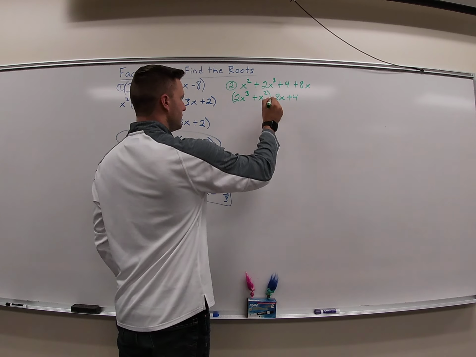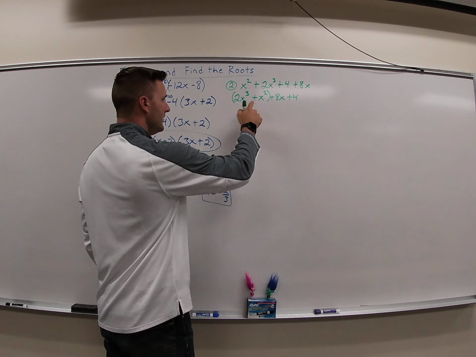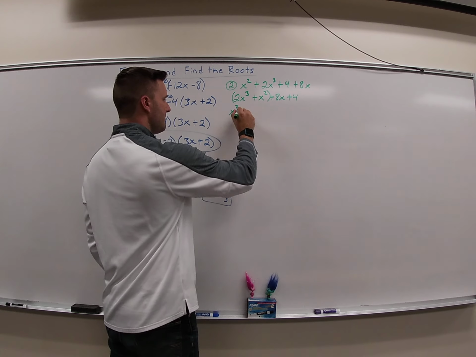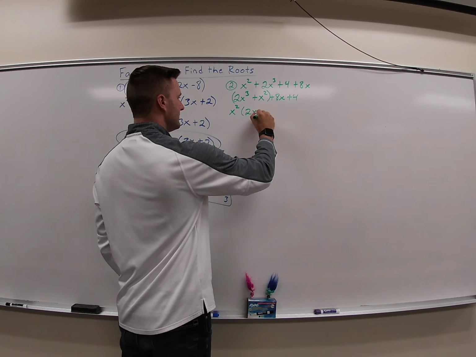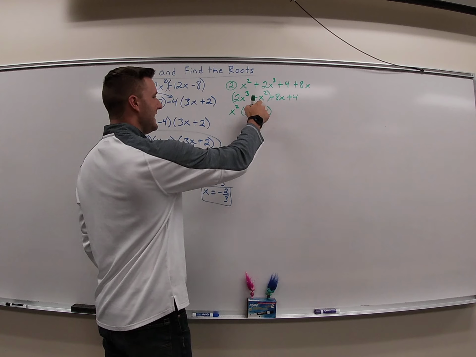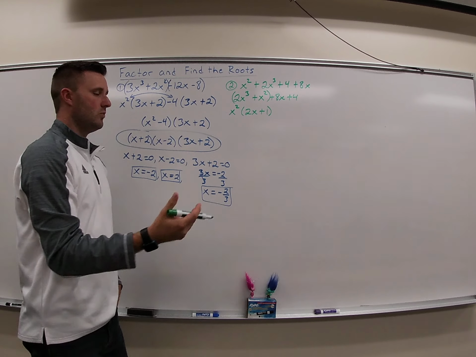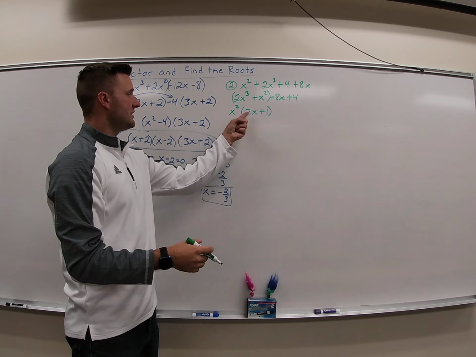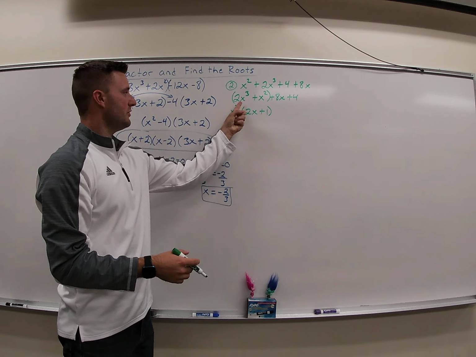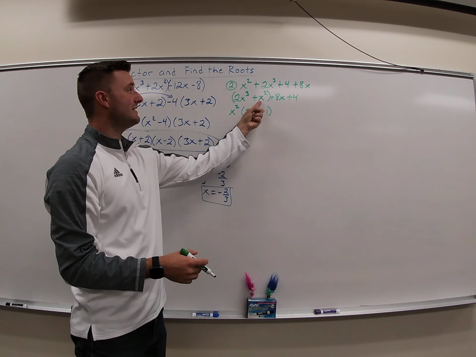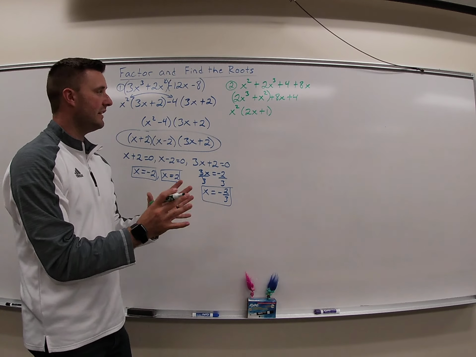So I'm going to look at the first two terms. Greatest common factor is x squared. So I have 2x plus 1. Remember, anything divided by itself is 1. And a quick check, x squared times 2x gets me back to 2x to the third. X squared times 1 is x squared. So we know we've done that right.